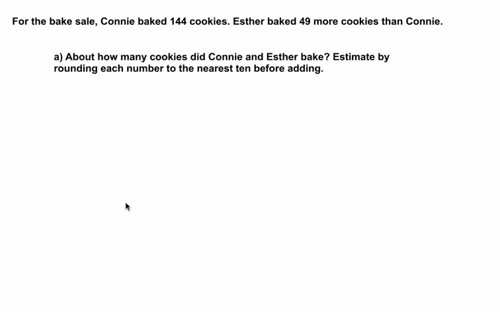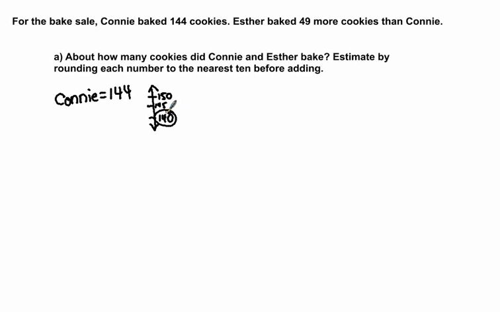From the problem, we know that Connie baked 144 cookies. We also know that the problem tells us to round to the nearest 10. So we need to round 144 to the nearest 10. $145 would be in the middle, so we know to round down to 140.